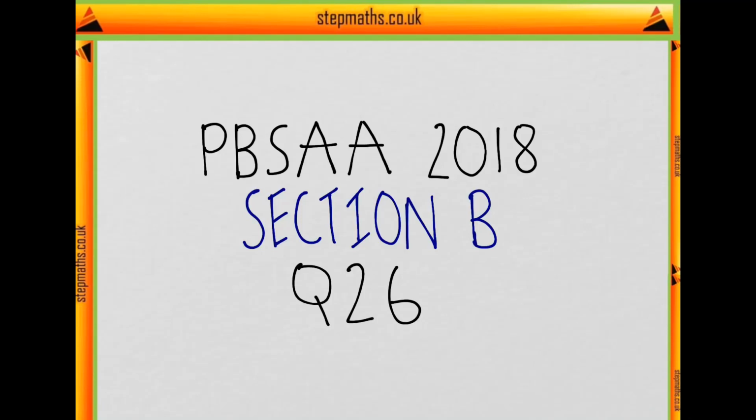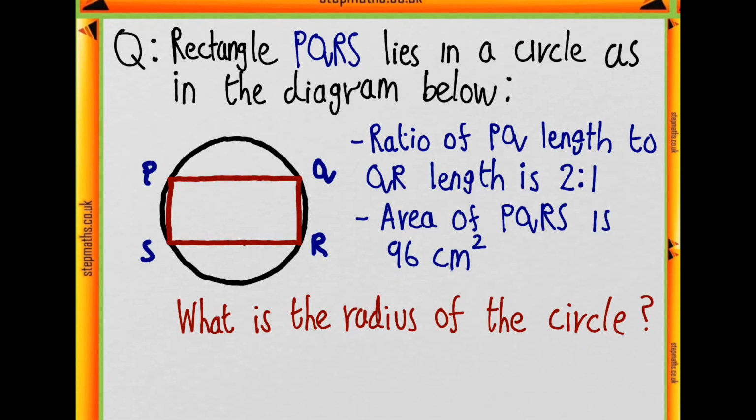This is question 26 of section B of the 2018 PBSAA paper. In this question, we're given this rectangle PQRS and told it lies in a circle as shown here. The vertices of the rectangle lie on the circle, and the rectangle is centred at the centre of the circle.